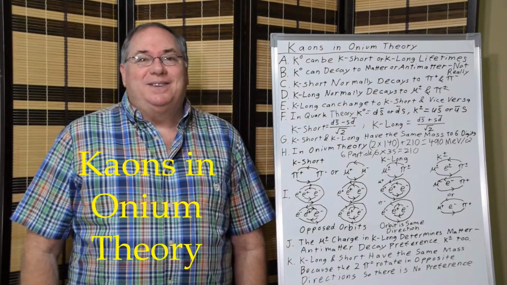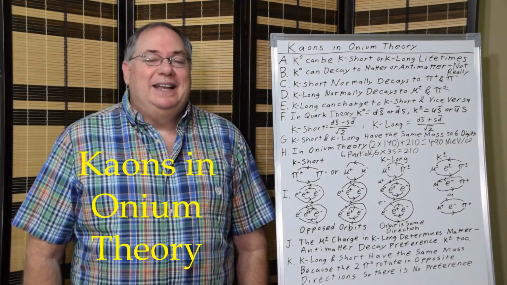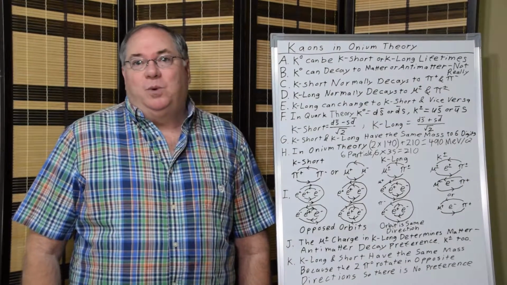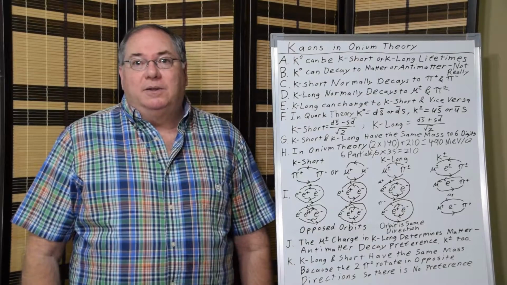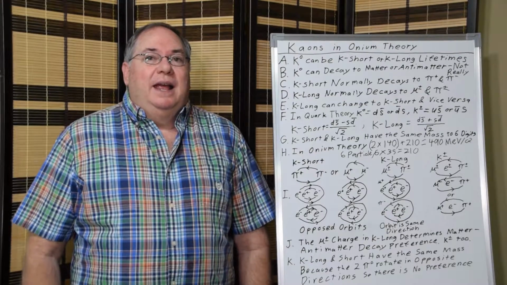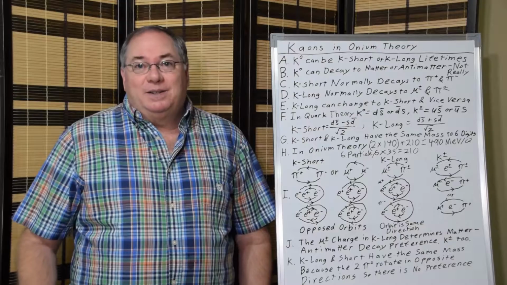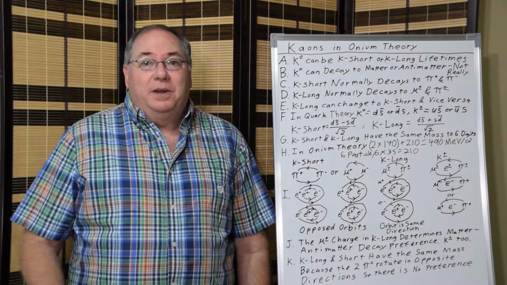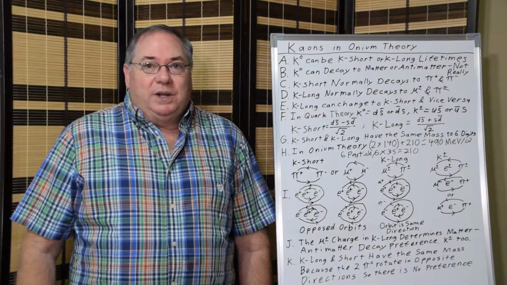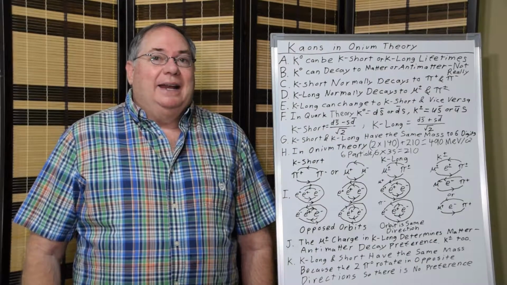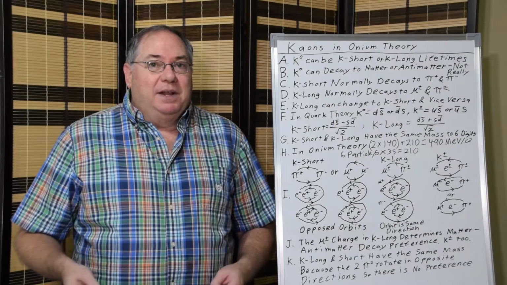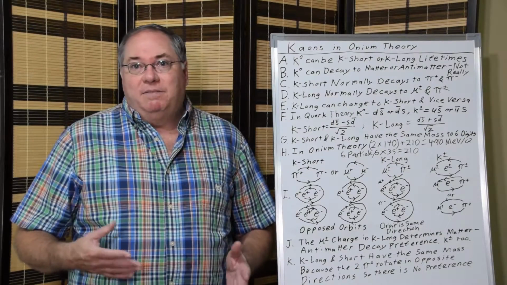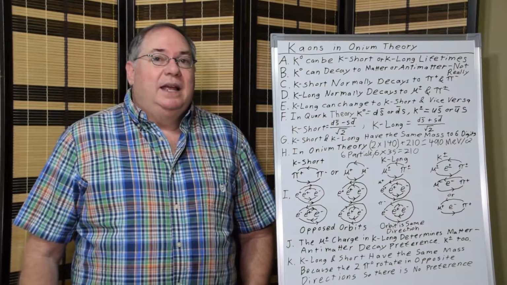Today I want to talk about kaons and onium theory. Kaons are one of the most important of the lighter particles to any particle model in physics. And you have probably heard about quark theory and maybe know a little bit about kaons and quark theory. So I'm going to talk about the onium theory that I've developed based on work by Milne, Feynman, and Sternglass.